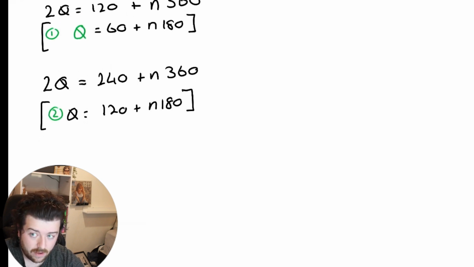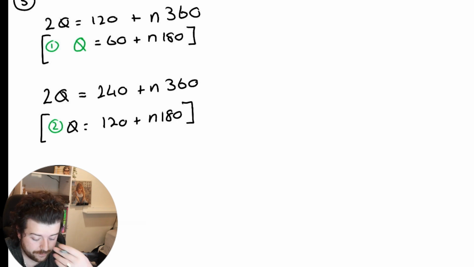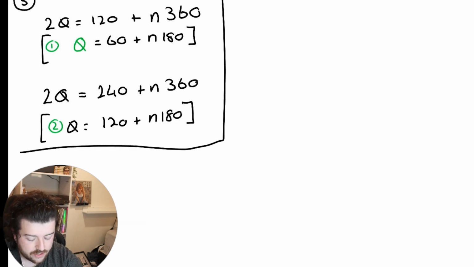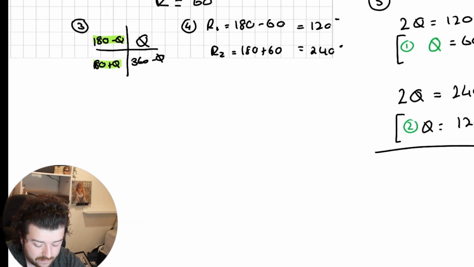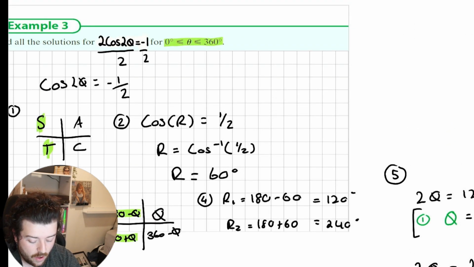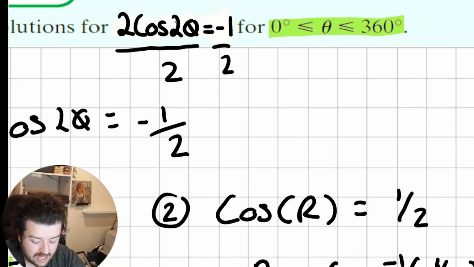Now that I have my general equation, to find all my solutions, the general rule of thumb is, n stands for rotations around the unit circle. My general rule of thumb is I do as many rotations as there are coefficients in front of my angle here. So if I have a 2 in front of my angle here, that means I do 2 rotations.